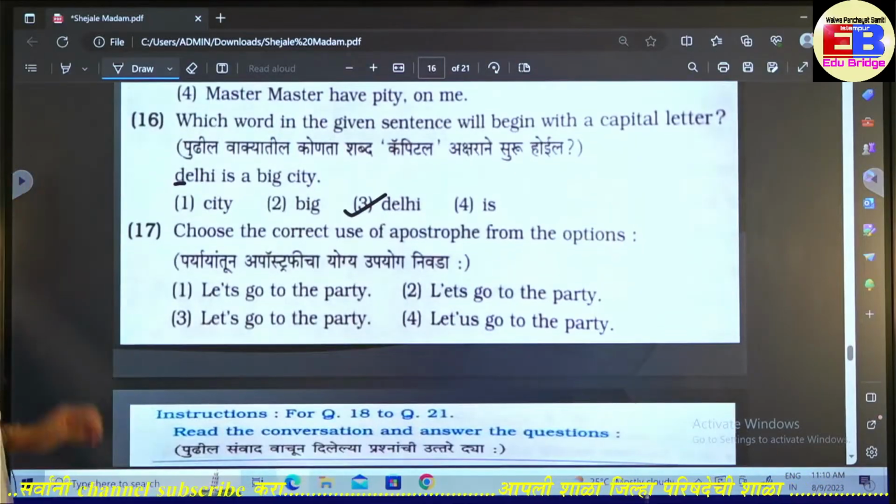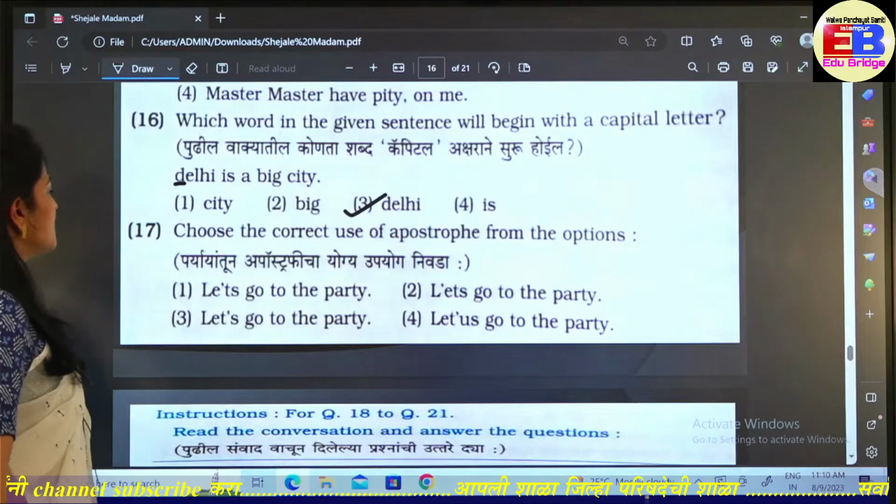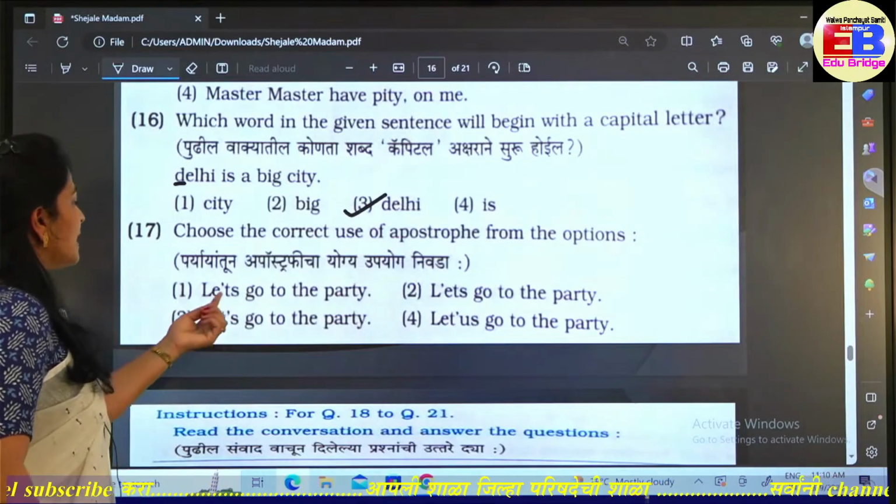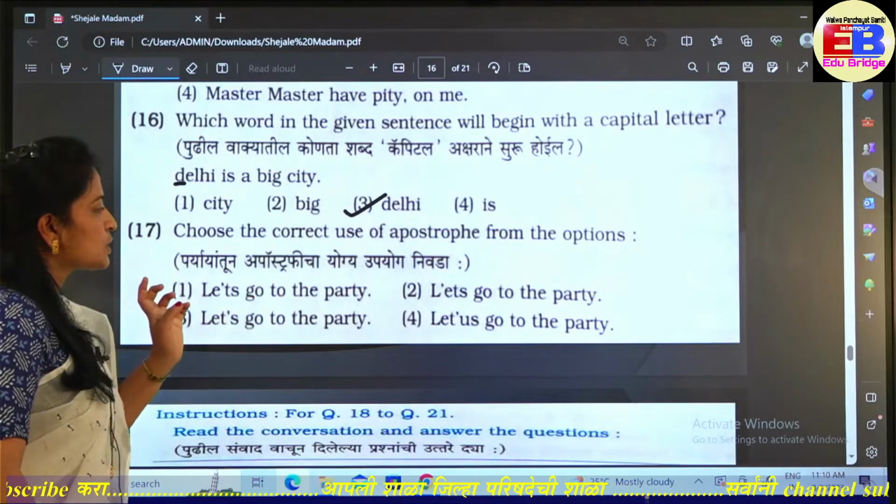Choose the correct use of apostrophe from the options. Let's go to the party. Let's go to the party.